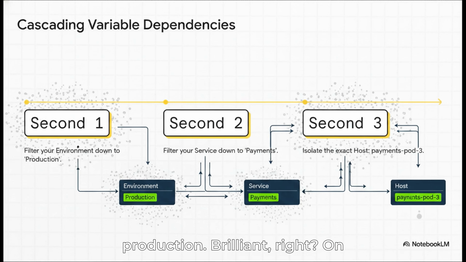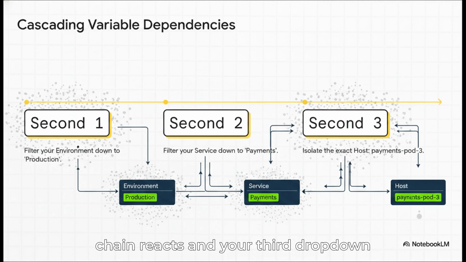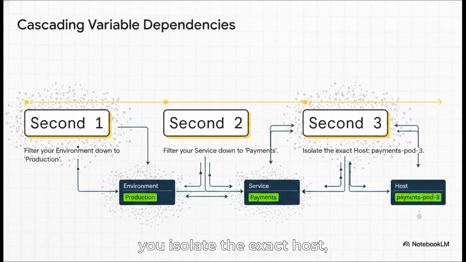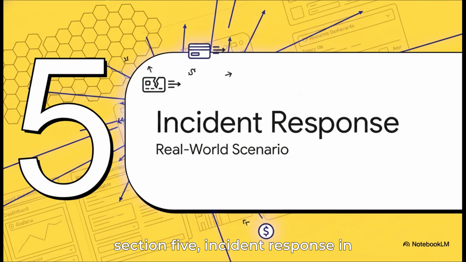Brilliant, right? On second 2, you filter the service down to payments. Again, the chain reacts, and your third dropdown updates to only show hosts running that specific payment service. Finally, on second 3, you isolate the exact host, payments-pod 3. Just like that, you've created an incredibly fast, logical drill-down workflow that literally slices through millions of data points in just 3 clicks.